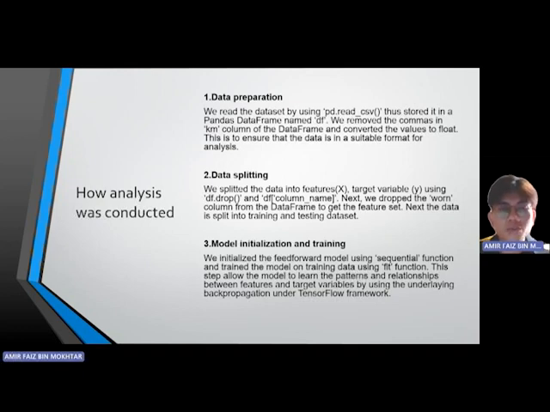And then data splitting. We split the data into features X and target variable Y. And we also drop one column from the data frame to get the feature set. And next, we split the data into training and testing data sets. Training is 80% of the whole data set, while testing is 20% of the whole data set. The next one is model initialization and training.